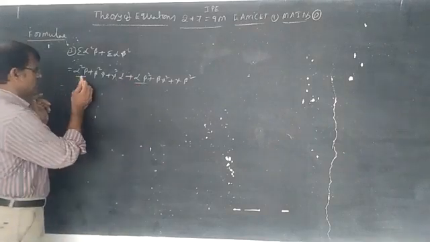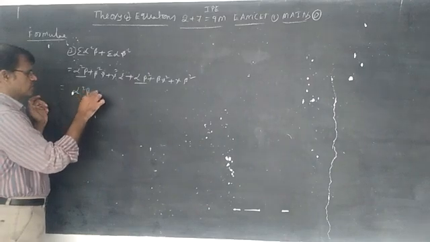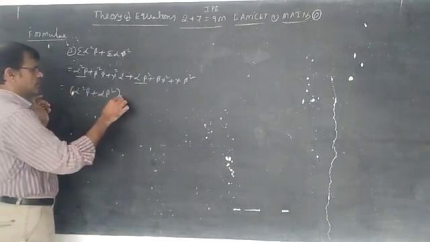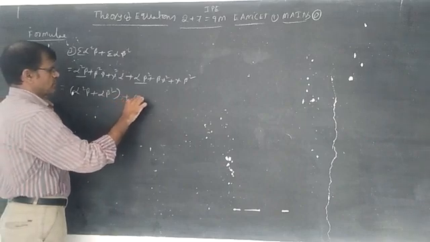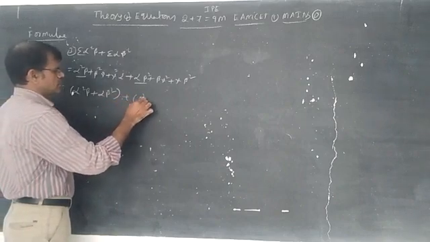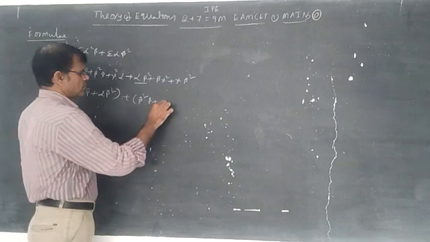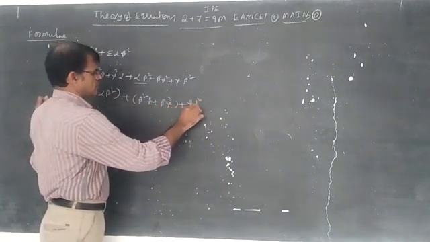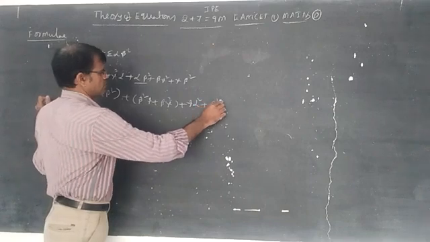Alpha beta take common here. Alpha square beta plus alpha beta square. Put a bracket here. In the similar way, you can write beta square gamma plus beta gamma square. In the similar way, you can write gamma alpha square plus gamma square alpha.